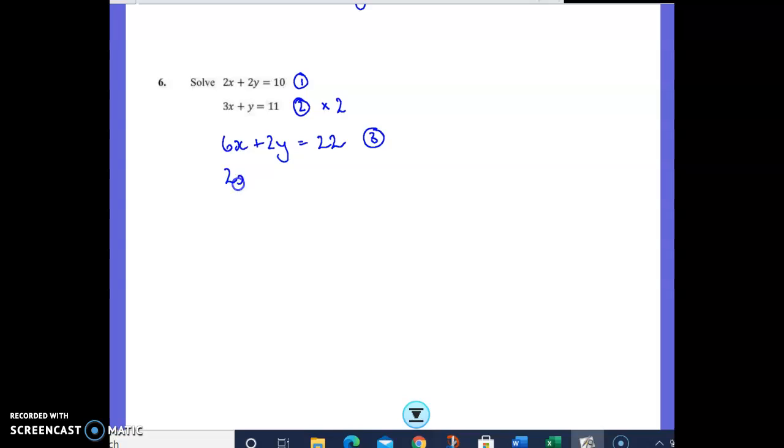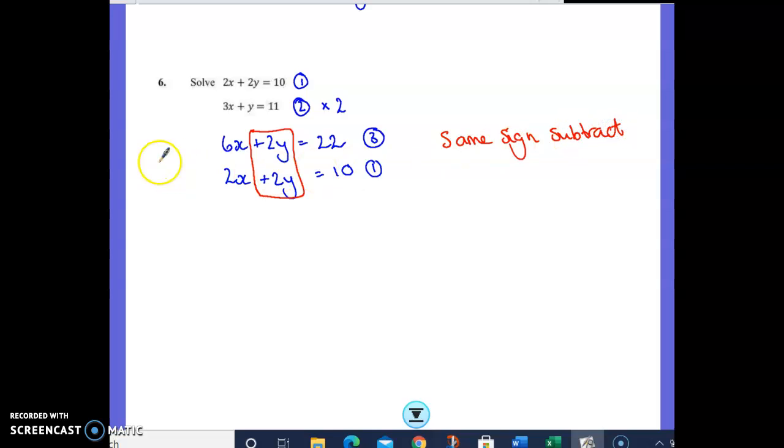I'm going to write equation 1 right underneath, so I've got the two that I am working with together. I've not changed that one, I'm just rewriting it. Here are the two that I'm trying to eliminate. I've got a plus 2y and a plus 2y. They're the same sign. So I need to subtract. Take away.